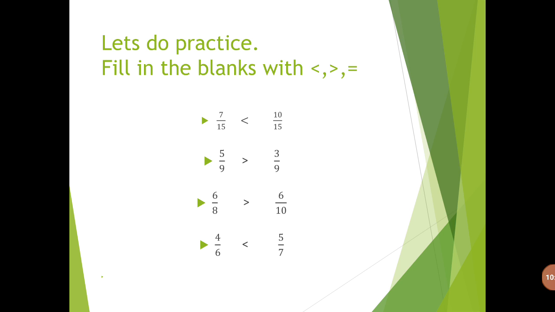So 42 is the common denominator. Now observe the numerator. In the first fraction we get 28, in the second fraction we get 30. So we can say that 4 upon 6 is less than 5 upon 7.